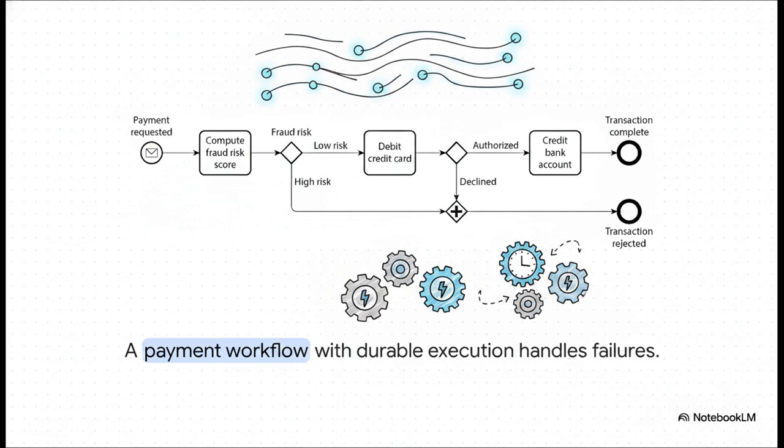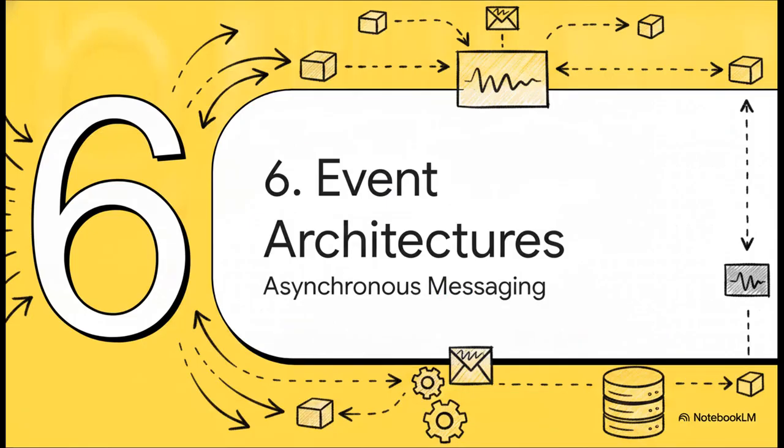Durable execution frameworks, think of tools like Temporal, solve this by meticulously logging every single RPC call and state change. So if a node crashes right before the credit bank account step, the framework just restarts the task, skips the steps that already succeeded, and resumes perfectly. It essentially enforces exactly once semantics for your data's entire journey. And our final section, Section 6, Event-Driven Architectures, Asynchronous Messaging.